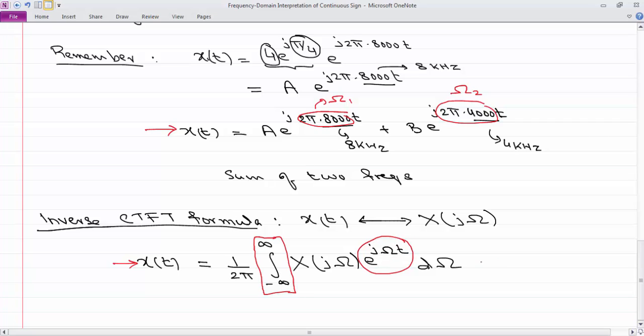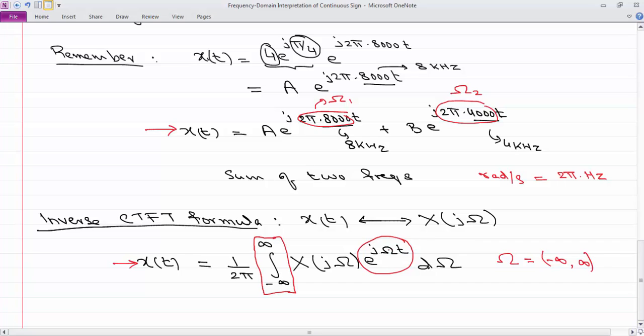So I have frequencies omega, which are now in radians per second. So remember, radians per second is equal to 2 pi times hertz, right? So 2 pi times 4000, that's 8000 pi radians per second. So my omega is going from minus infinity to infinity.